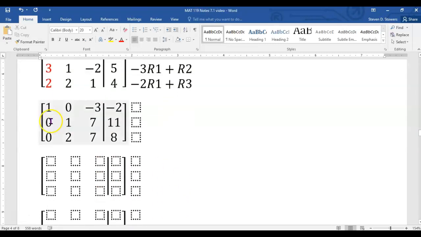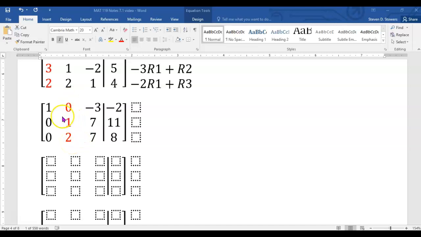Okay, now I am done with column 1. Column 1 looks exactly the way I want it to look, so now I turn my attention to column 2. So in column 2, what I want is for there to be a 1 here in the second row, because that's going to be the leading one of row 2. And then I want there to be zeros everywhere above and below that.